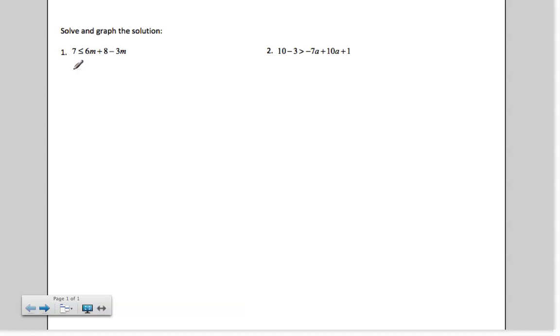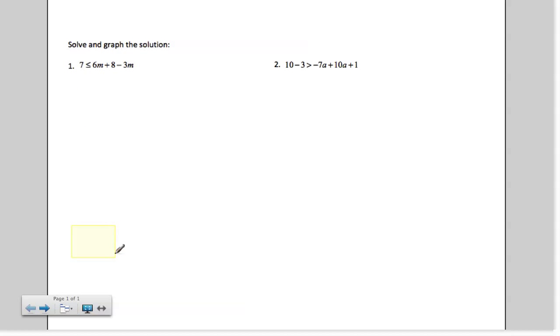So we have this problem, 7 is less than or equal to 6m plus 8 minus 3m. So what do we need to do? Well, a little bit like an equation. We want to treat this like an equation. We want to get the m on its own and get rid of all the other variables and constants there. Okay, so we could just maybe combine like terms because I see a 6m and a minus 3m on one side.